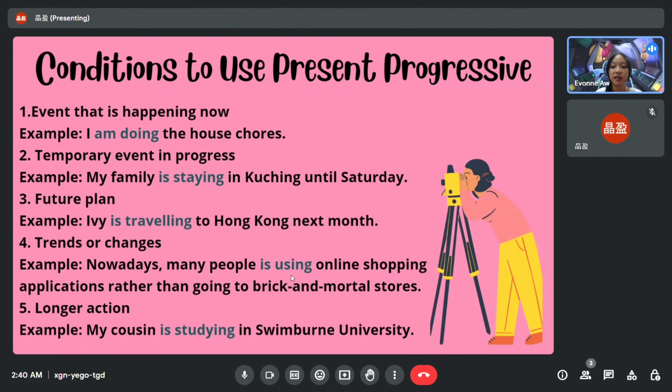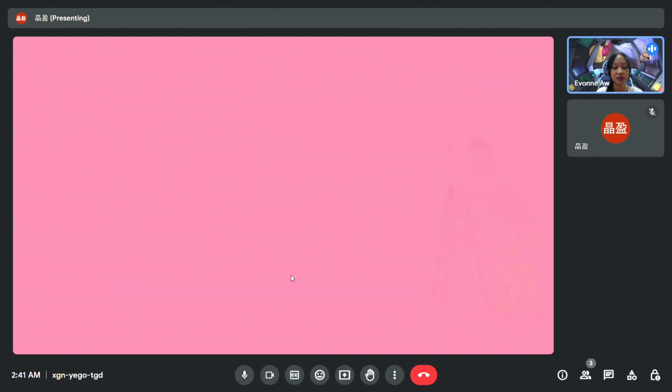The first one, event that is happening now. I am doing the house chores. The second one, temporary event in progress. My family is staying in Kuching until Saturday. The third one, future plan. For example, Ivy is traveling to Hong Kong next month. The fourth is trends or changes. For example, nowadays, many people are using online shopping applications rather than going to brick-and-mortar stores. The fifth, longer action. For example, my cousin is studying in Swinburne University.